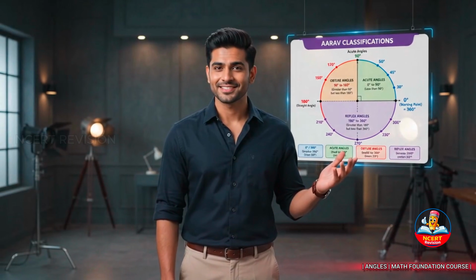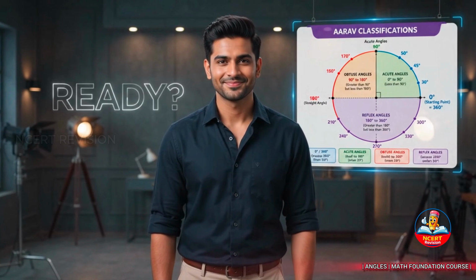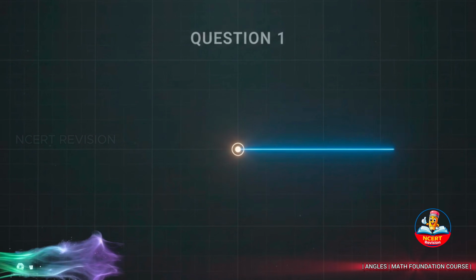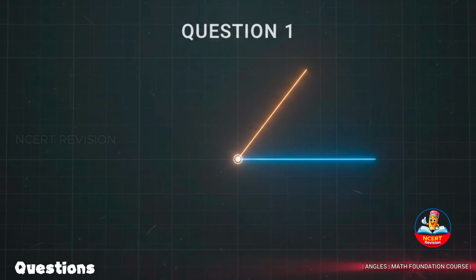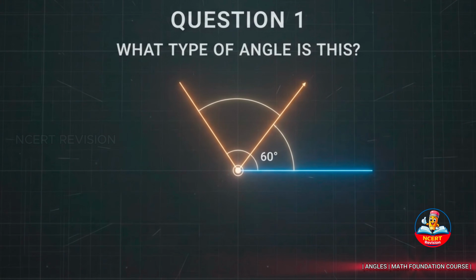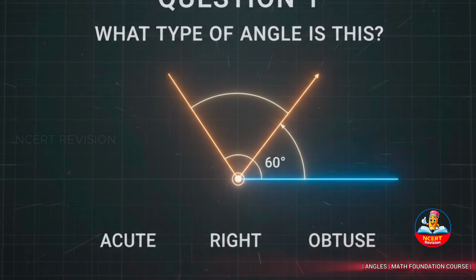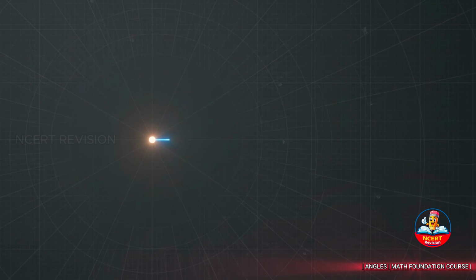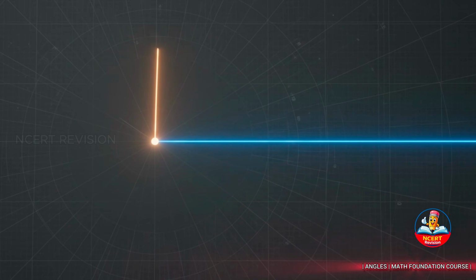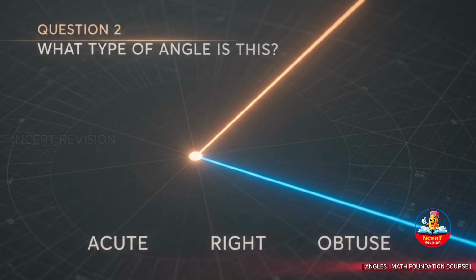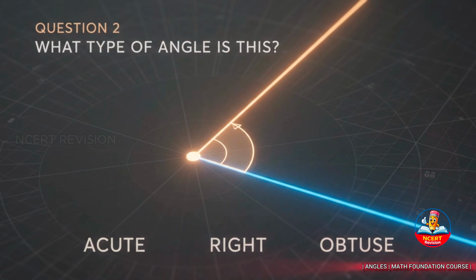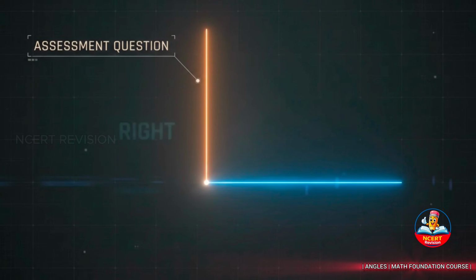You've learned the angles. Now, are you ready to test your understanding? Question 1. Look carefully at this angle. Is it acute, right or obtuse? Choose your answer. Question 2. Look carefully. Is this angle acute, right, or obtuse? Choose your answer.